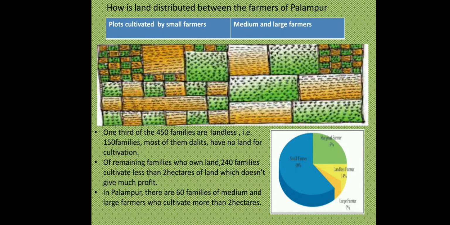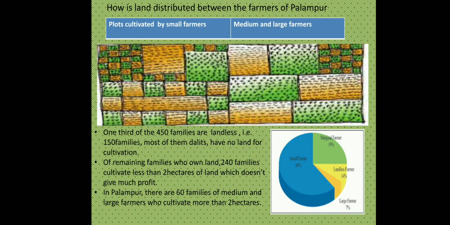Hope you have understood how is land distributed between the farmers of Palampur. We can see an unequal distribution of land. The pie chart very clearly explains that marginal and small farmers possess less than 2 hectares of land. Medium and large farmers possess more than 2 hectares of land.